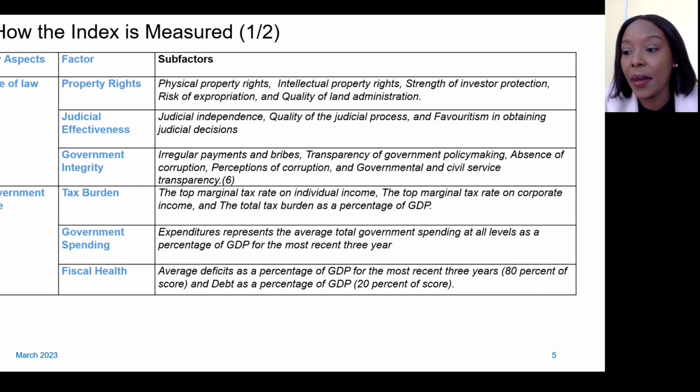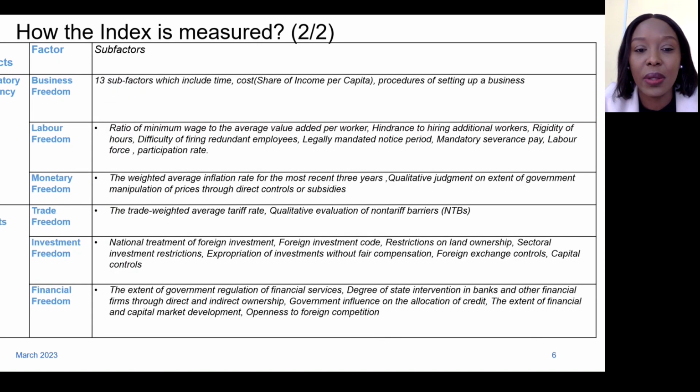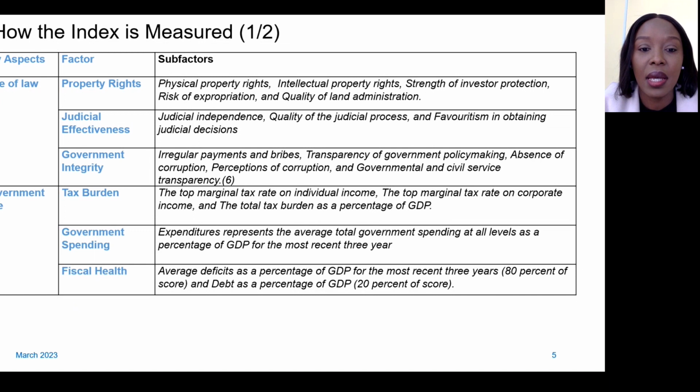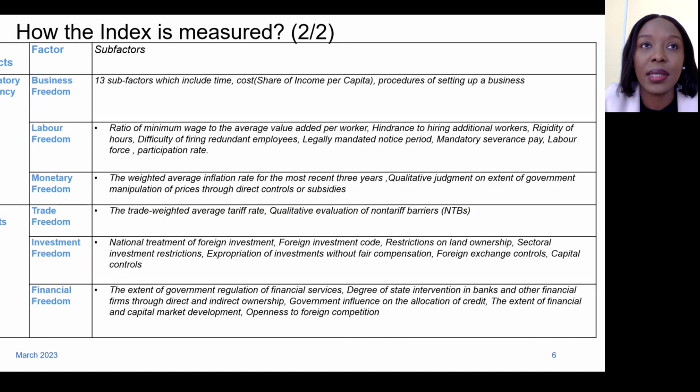Let's move to the next slide. In terms of regulatory efficiency, the index measures business freedom, labor freedom, and monetary freedom. I am not going into detail because this will be explained later, but we've also done this annually, so we make an assumption that there's some basic understanding. Then the fourth category, which is open markets, measures trade freedom, investment freedom, and financial freedom. So different scores are computed across the different categories.